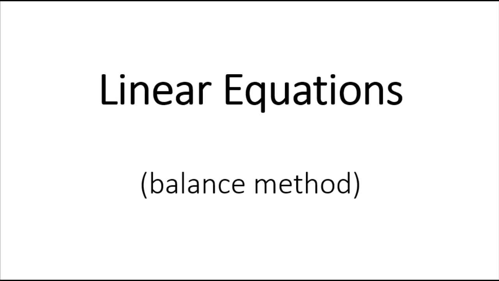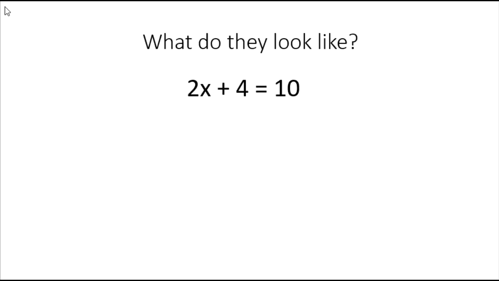Welcome to this short presentation on solving linear equations using the balance method. To begin with, what do they look like? This is a linear equation, 2x plus 4 equals 10. As you can see, on one side of the equal sign, we have an amount of unknowns, which is the 2x. Let me just highlight that. This here is the amount of unknowns, 2x plus 4 equals 10.